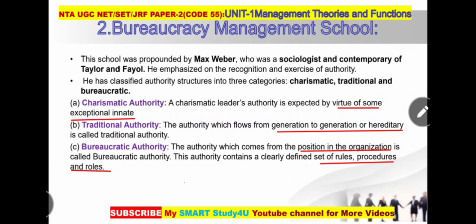Second is traditional authority. The authority which flows from generation to generation or heredity is called traditional authority. Third is bureaucratic authority. This authority which comes from the position in an organization is called bureaucratic authority. This authority contains a clearly defined set of rules, procedures and roles.